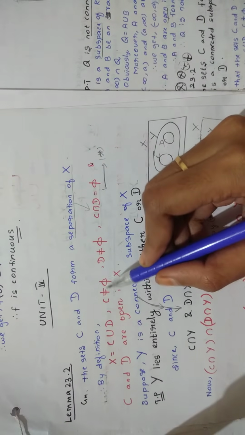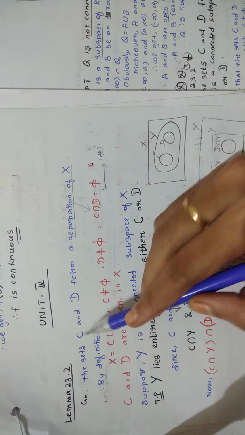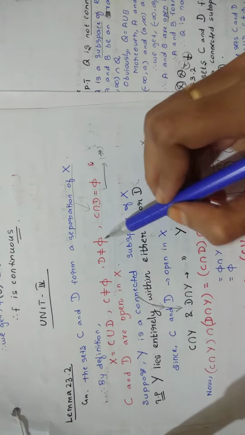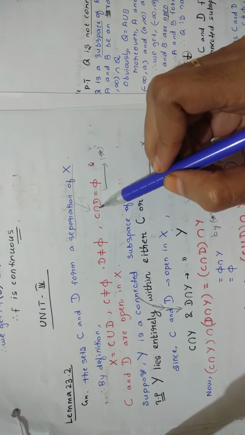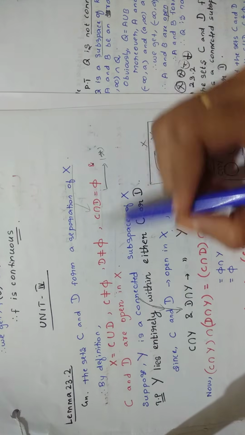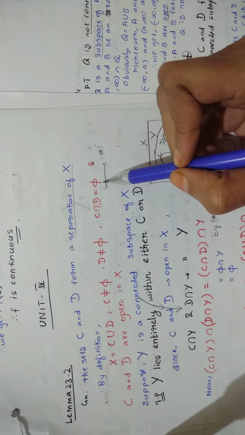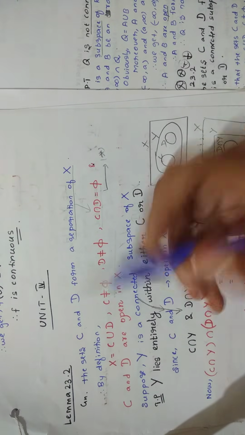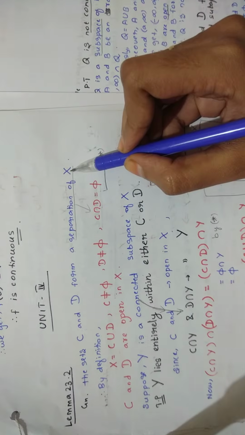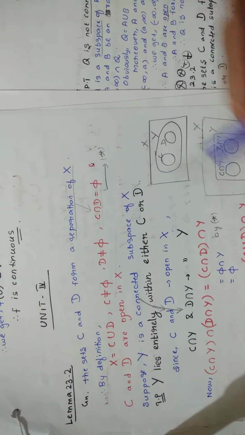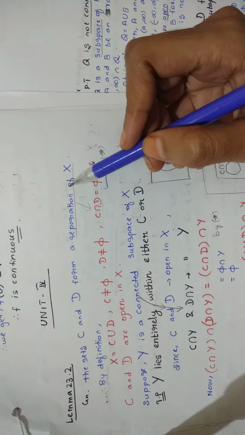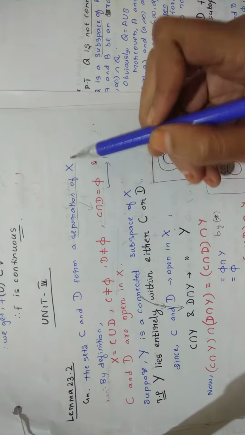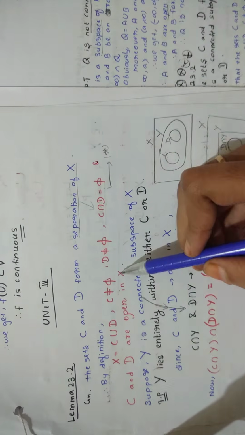And then this C should not be empty and D also should not be empty. And then when you find the intersection of C and D, the value should be empty. Also this C and D will be open in this capital X. These are the conditions in the definition of separation of X. You are just writing it down.